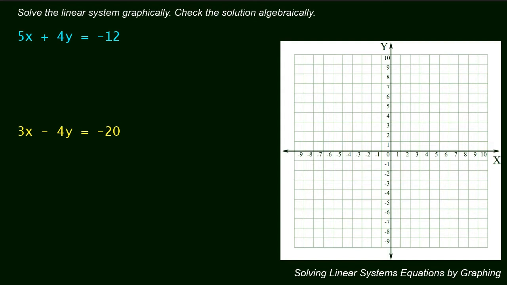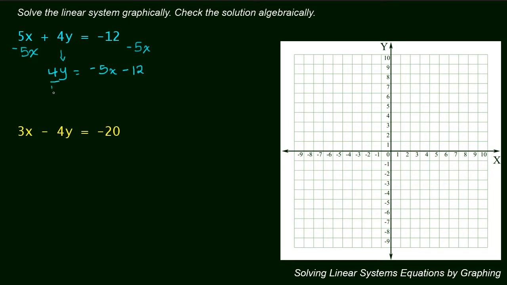In order to find where they intersect, our first thing is to graph the equations by writing each equation in slope-intercept form, which is y equals mx plus b. So I'm going to start with the first equation, 5x plus 4y equals negative 12. I'm going to subtract 5x on both sides. I'm left with positive 4y is equal to negative 5x minus 12.